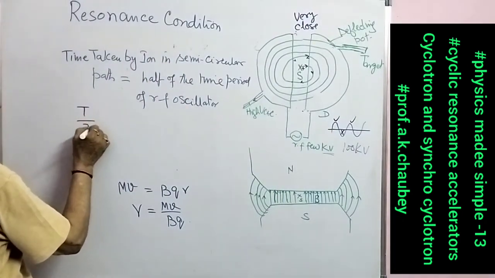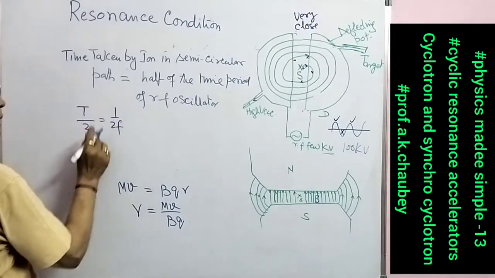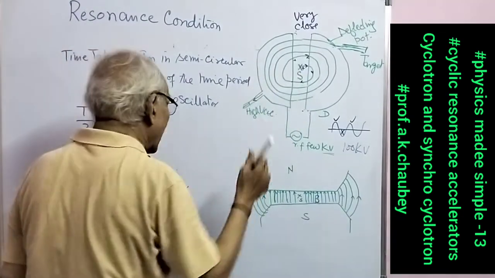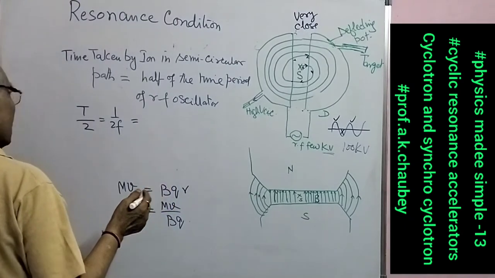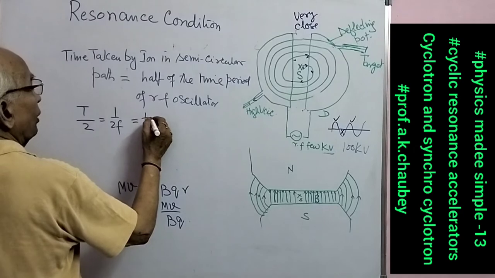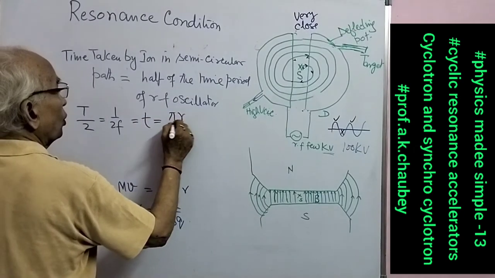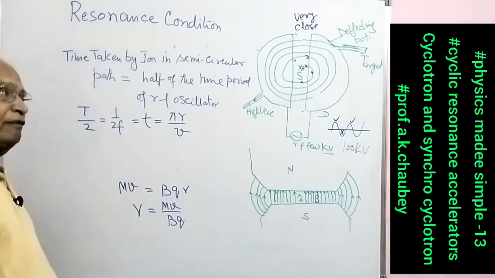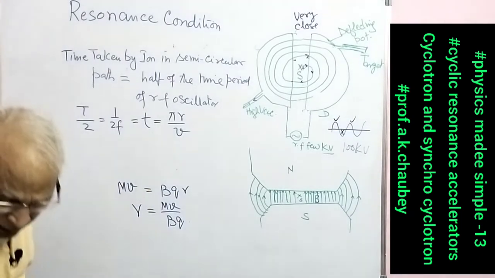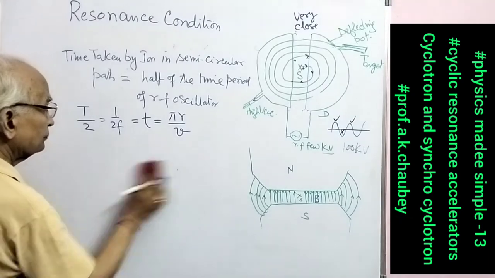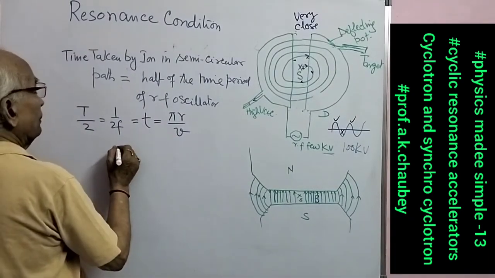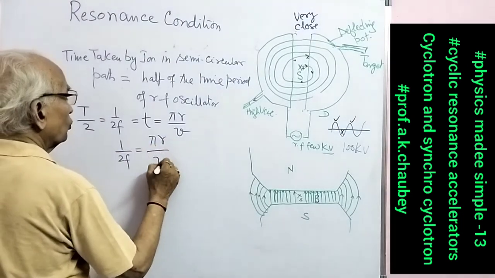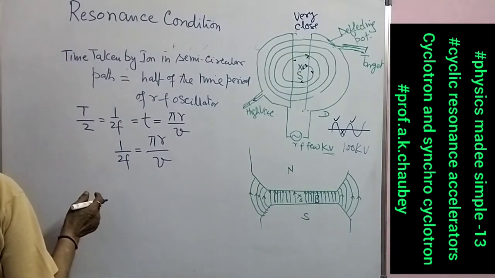That is T by 2, it is 1 over 2f, the RF time, is equal to the time taken by the particle in the semicircular path. So what is that time taken? That is pi r over v. 2 pi r is the perimeter of the circle, so half the circle means pi r over v, where v is the velocity. So this is the resonance condition: 1 over 2f must be equal to pi r over v.